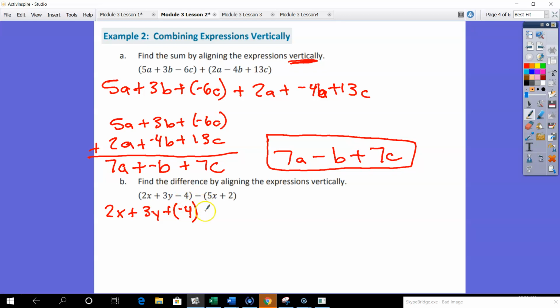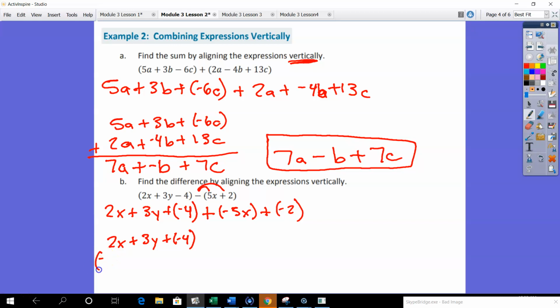So we're changing that subtraction sign to an addition sign. And we have to do the opposite of both things that are in the parentheses after. Kind of like the distributive property, you're distributing it. So negative 5x plus a negative 2. And so then we want to line up our variables. So 2x plus 3y plus a negative 4. Or we want to line up our like terms.